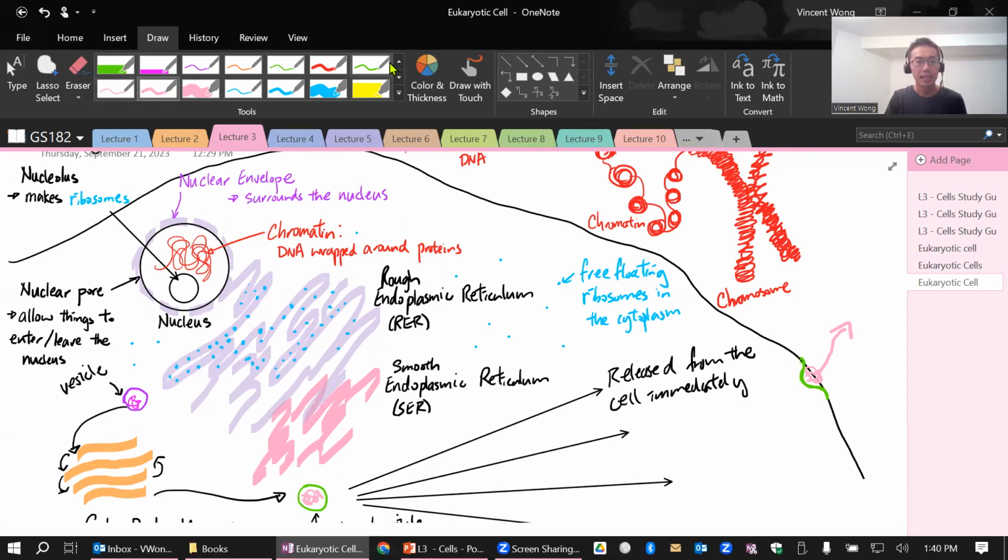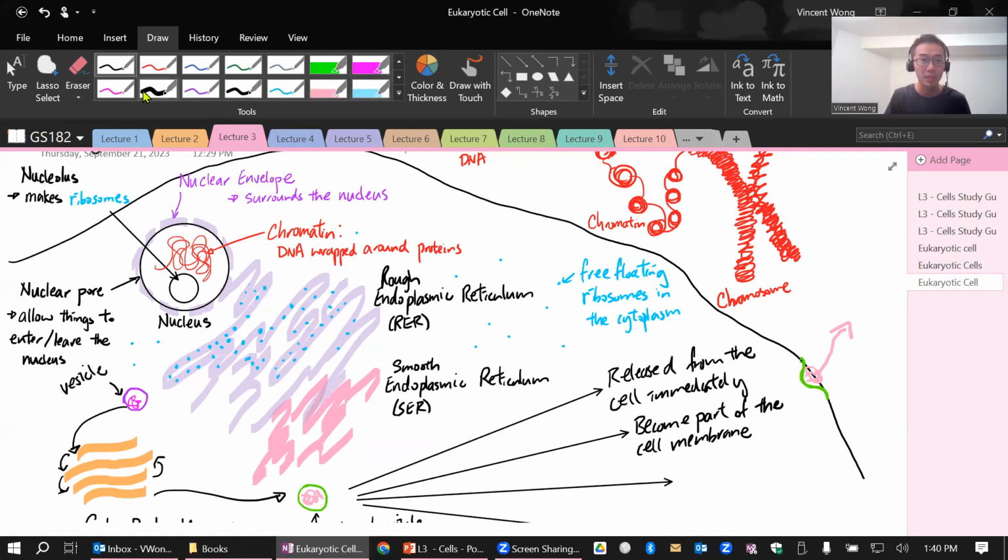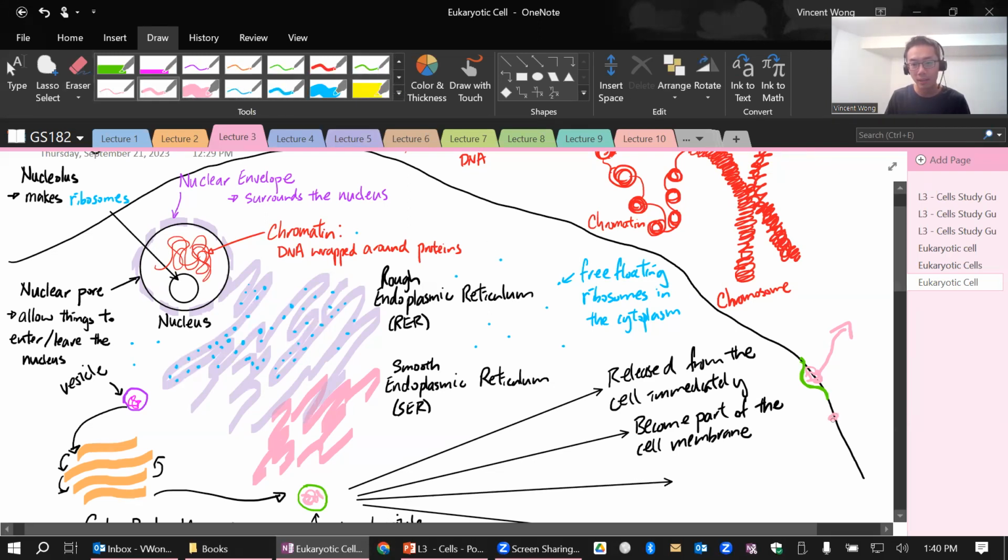A second function is harder to understand because we haven't talked about it before. It is going to become part of the cell membrane. We know the cell membrane is made up of phospholipids, a little bit of cholesterol, but it turns out there are quite a bit of proteins on it as well. We'll learn more about it next lecture. So you might have a protein right here as part of the cell membrane.